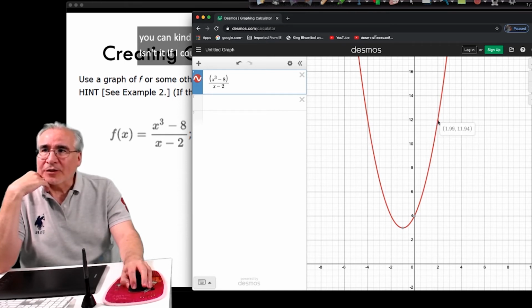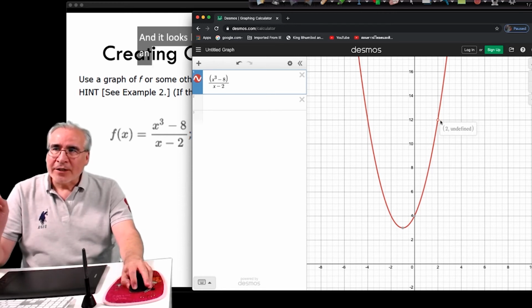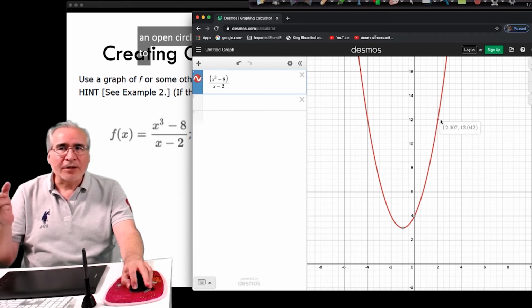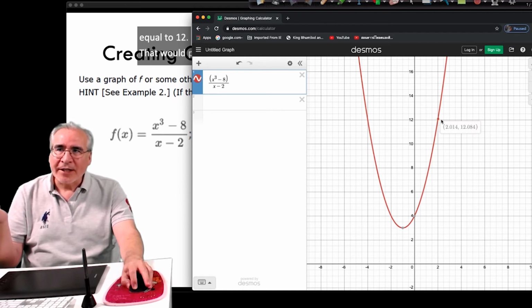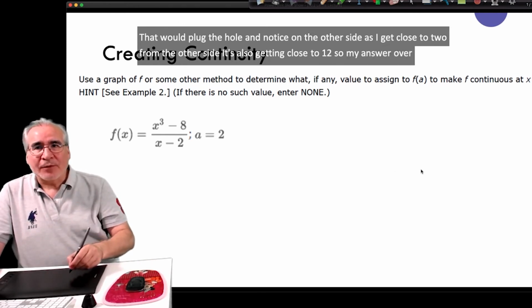As I get close to 2, another thing I like about Desmos, I can think of this as a limit. So I let x get closer and closer to 2, y is getting closer to 12. And when I get to 2, it's undefined, an open circle. What if I just said, whenever x is equal to 2, let's make y equal to 12? That would plug the hole. And notice on the other side, as I get close to 2, it's also getting close to 12.